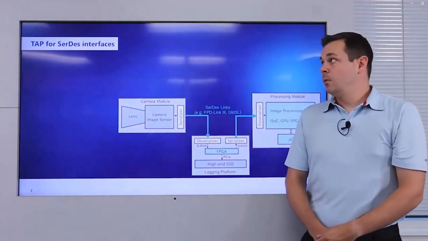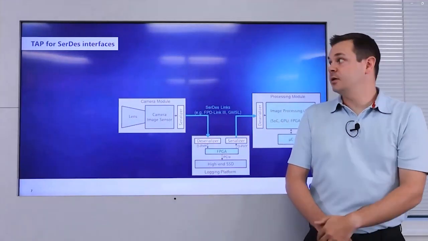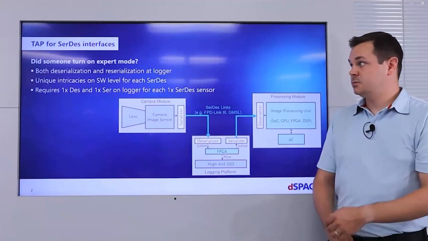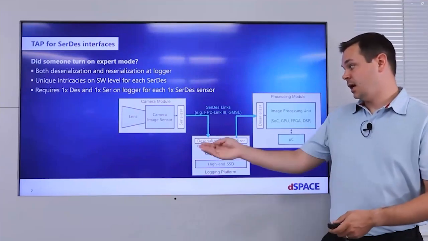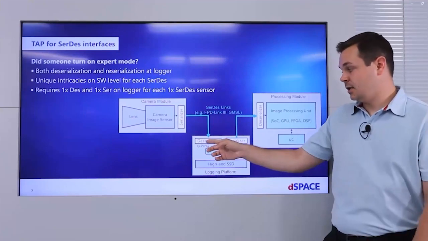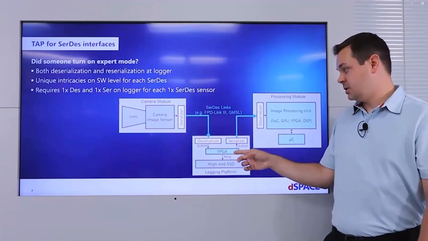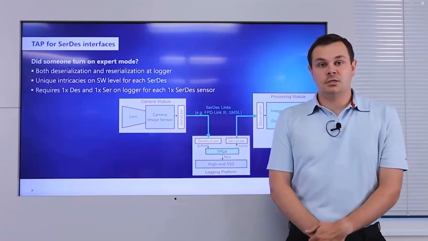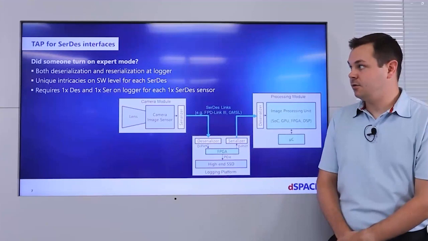Lastly, we can talk about these serializer, deserializer interfaces, these raw camera interfaces. And this is really quite difficult. This requires both deserialization and reserialization at the logger, where we connect the serializer of the camera to a deserializer on the logging system. We then reserialize the data through the FPGA as quick as possible back out into the ECU hardware with as minimal latency as possible, typically on the microsecond level.